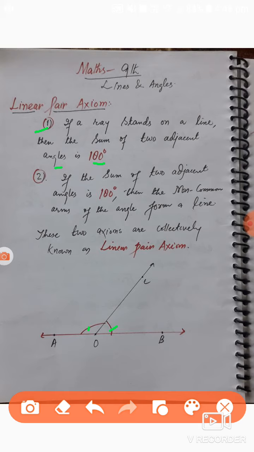Number two, its converse is also true. The other axiom is its converse. That is, if the sum of two adjacent angles is 180, then the non-common arms of the angles form a line.